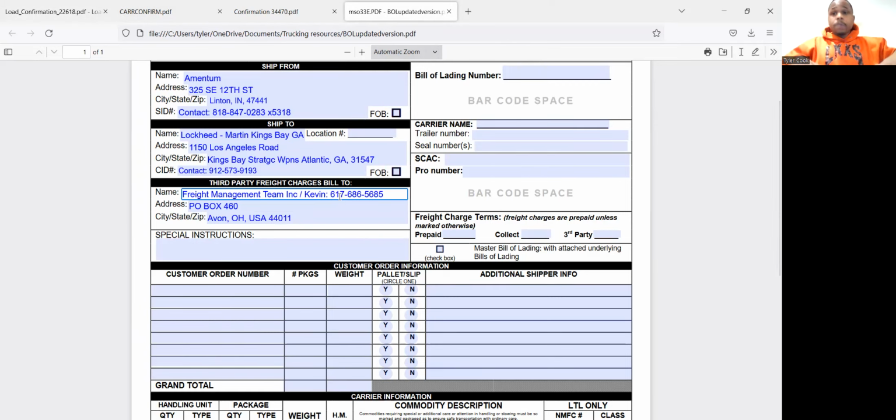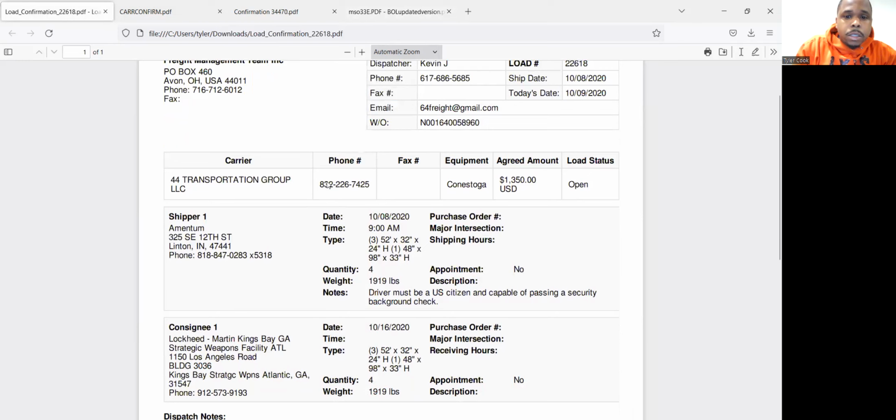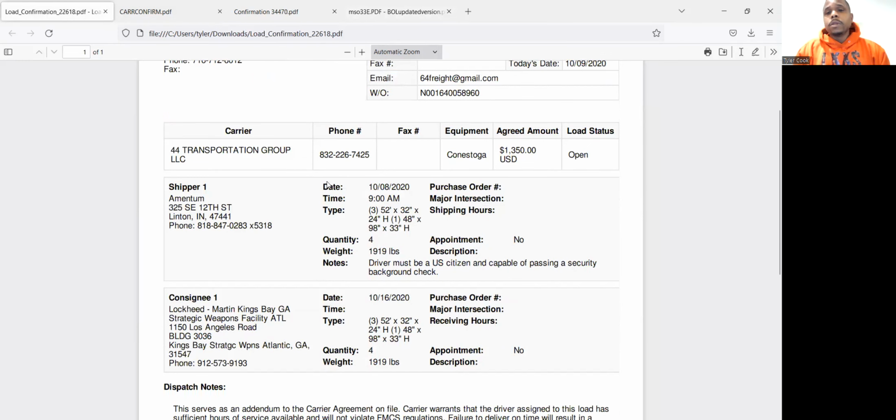Boom. All your contact information is done. All you did was copy and paste. This little thing where it says special information is in case it's saying you need to have anything a certain way to get this load. Make sure it's not out of order.